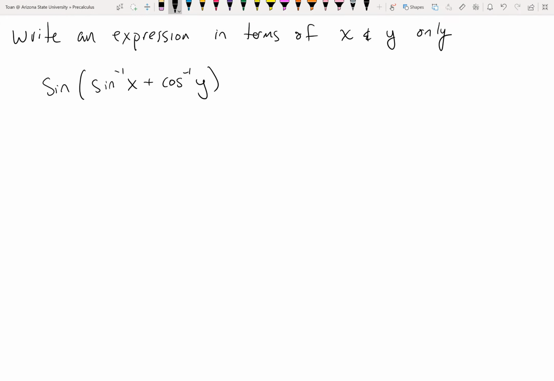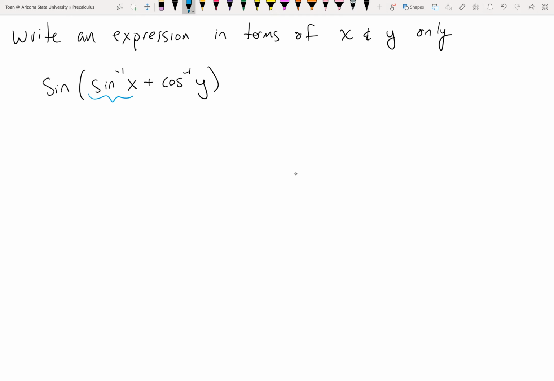So we need to rewrite this expression in terms of x and y only. We can't use trig expressions. So notice what we have here. We have a composition of trig functions with inverse trig functions. And the idea was that inverse trig functions just stand for angles.